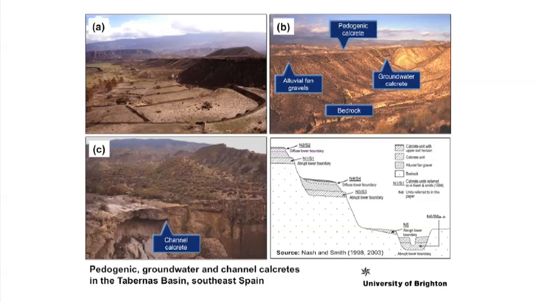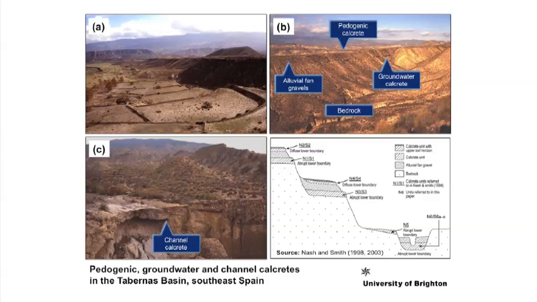The basal sections of those gravels have been cemented by carbonate to form what's called a groundwater calcrete. The upper parts have been cemented by soil forming processes to form a pedogenic calcrete, and what it's effectively done, it's almost like a double cap rock in this landscape, preventing erosion occurring. So the presence of these near surface crusts has actually acted to stabilise this landscape and limit the extent to which erosion can take place.